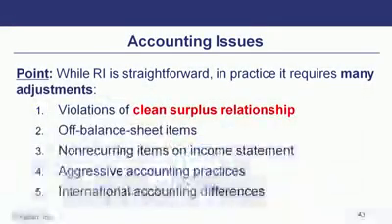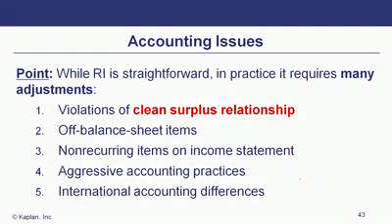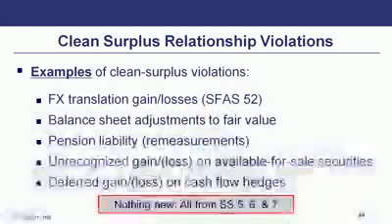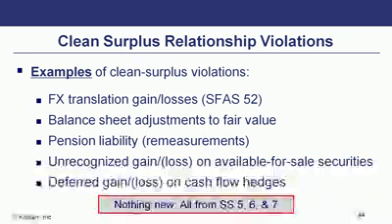All right, so what are these accounting issues, right? Dominated by accounting issues, let's just talk about some of them. While residual income is pretty straightforward, it does require these adjustments: the clean surplus relationship, meaning what? These direct to equity charges in OCI, off-balance sheet items, non-recurring items on the income statement, and any aggressive accounting practices. And like I said, international accounting differences, right? Through financial reporting and analysis, you learned about the GAAP and IFRS differences that can really make comparability challenging between companies. So, clean surplus relationship violations. Here are your components in other comprehensive income. These are all in study sessions 5, 6, and 7.